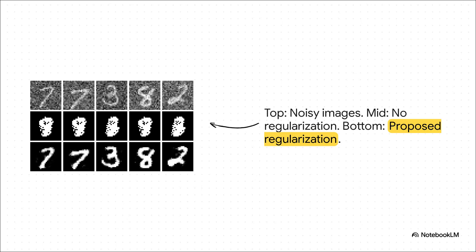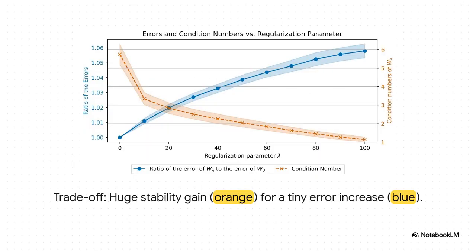But then, look at the bottom row. This is the model trained with that new stability method. It reconstructs the numbers almost perfectly. Seriously, the difference is night and day. And the data just backs this up beautifully.